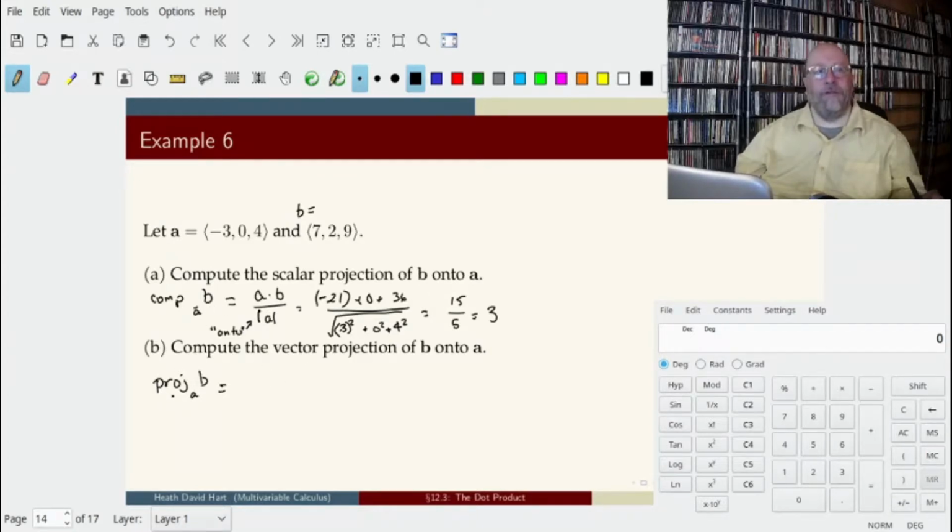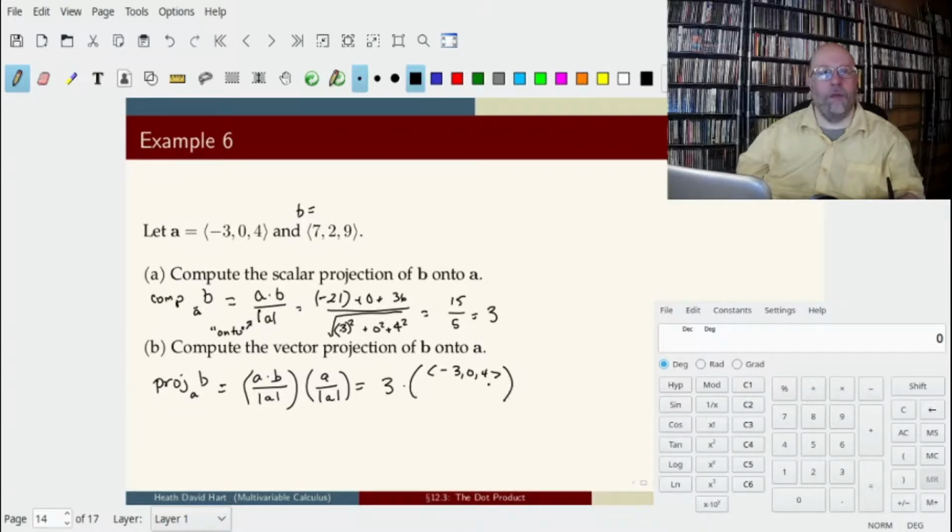Let's move on. This is actually projection, and it is the component part multiplied by a unit vector. So we've already calculated the first part. The first part is 3. The second part is A divided by the magnitude of A. Well, we've already computed the magnitude of A. It's 5 units long. And so we're taking 3/5 of this vector A.